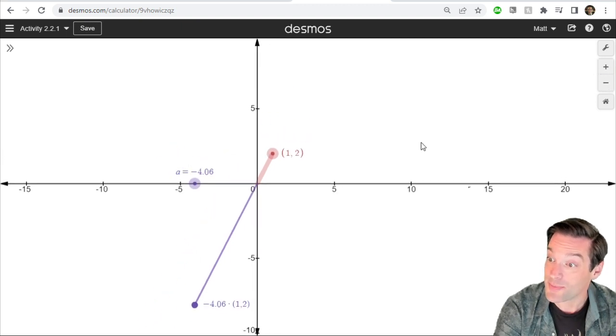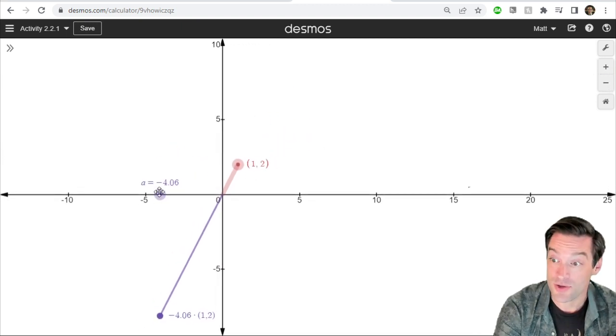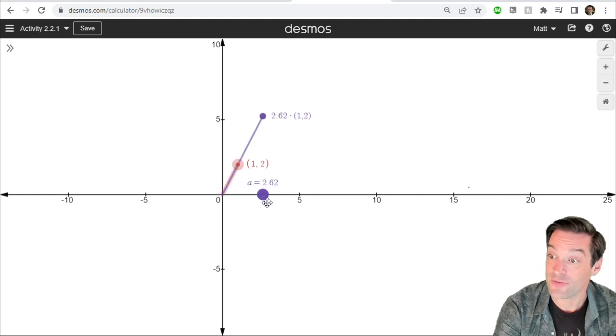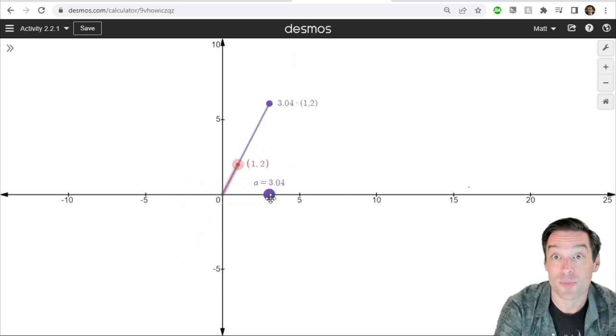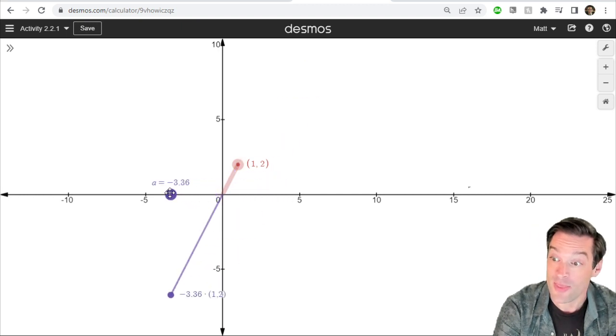So when we say the span of the vector 1, 2, what I mean is every single one of the purple locations, the purple points, the purple vectors inside of the xy plane that can be reached via a scalar multiple of the vector 1, 2.